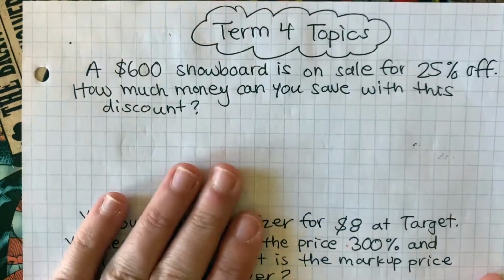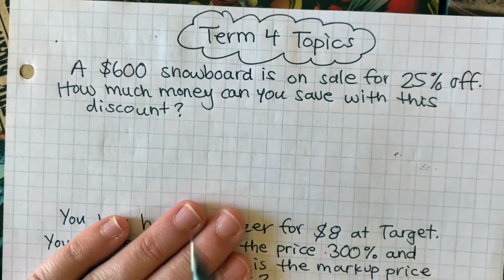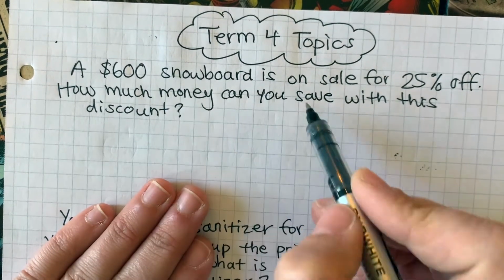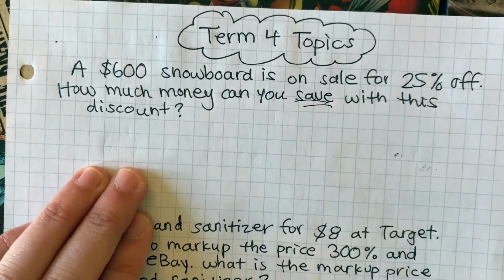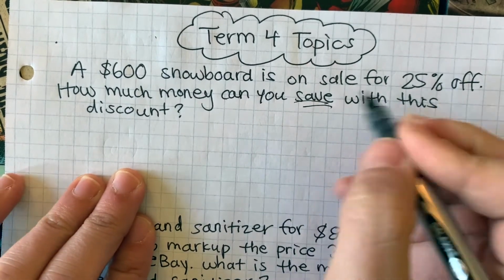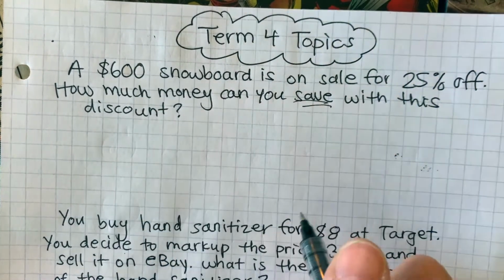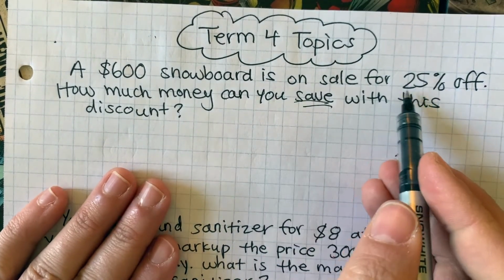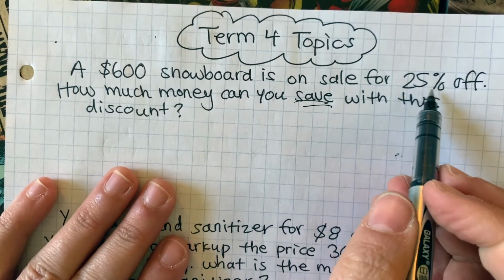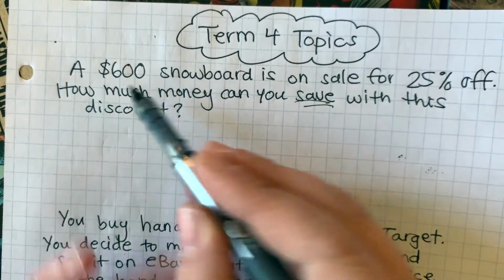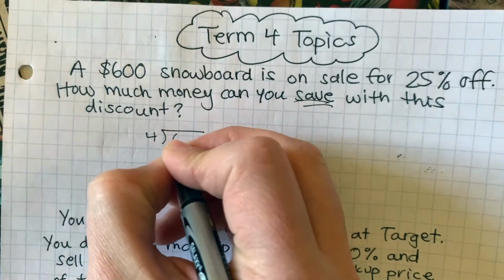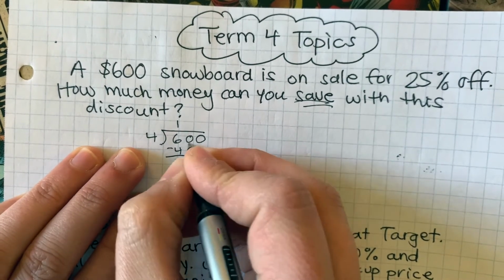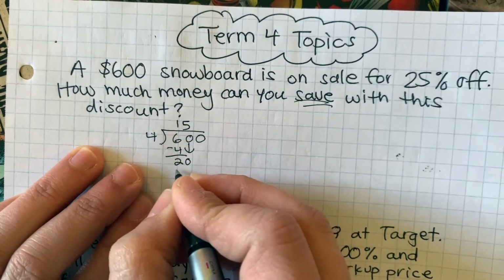All right. Ooh, okay, more discount stuffs. A $600 snowboard is on sale for 25% off. How much money can you save with this discount? Okay, so this is asking how much money you get to take off of the $600. So, how do I want to do this? I think I'm going to use my mental math method, which 25%, you can find 25% of anything by dividing by 4. So I'm going to divide 600 by 4.